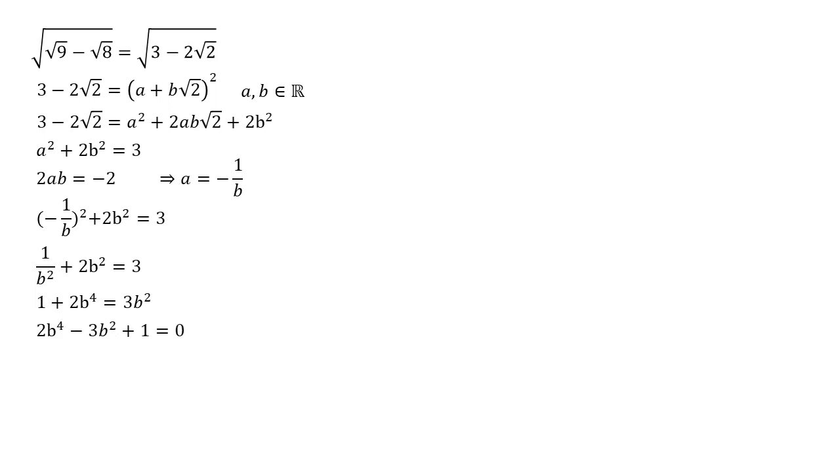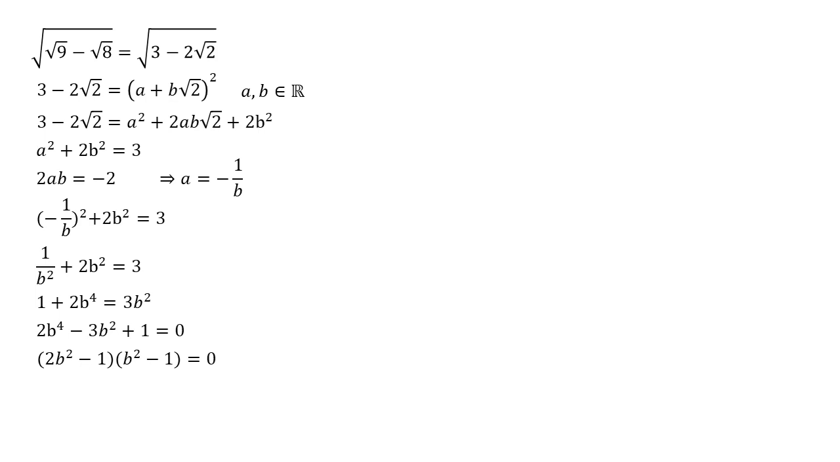If we move everything onto the same side now, 2b to the 4 minus 3b squared plus 1 equals 0. And what we can see is we've got a quadratic in terms of b squared. We've got the 1, we've got our b squared, and we've got b to the 4, which is b squared squared. So let's try and factorise this now with b squareds in our brackets. Not too tricky. This one is 2b squared minus 1 times b squared minus 1, still equal to 0.